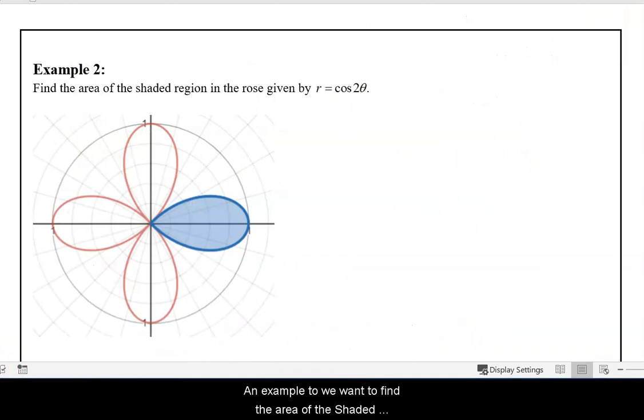In example 2, we want to find the area of the shaded region in the rose, which is 1 petal, given by the equation r equals cosine of 2 theta. Remember that cosine tends to hit right on what would be the x and y axes, where the sine of a rose is tilted off of the axes. Also, because the argument to the trig function has an even coefficient, I'll get double that number of petals. 2 times 2 gives me the 4 petals you see here in the picture.